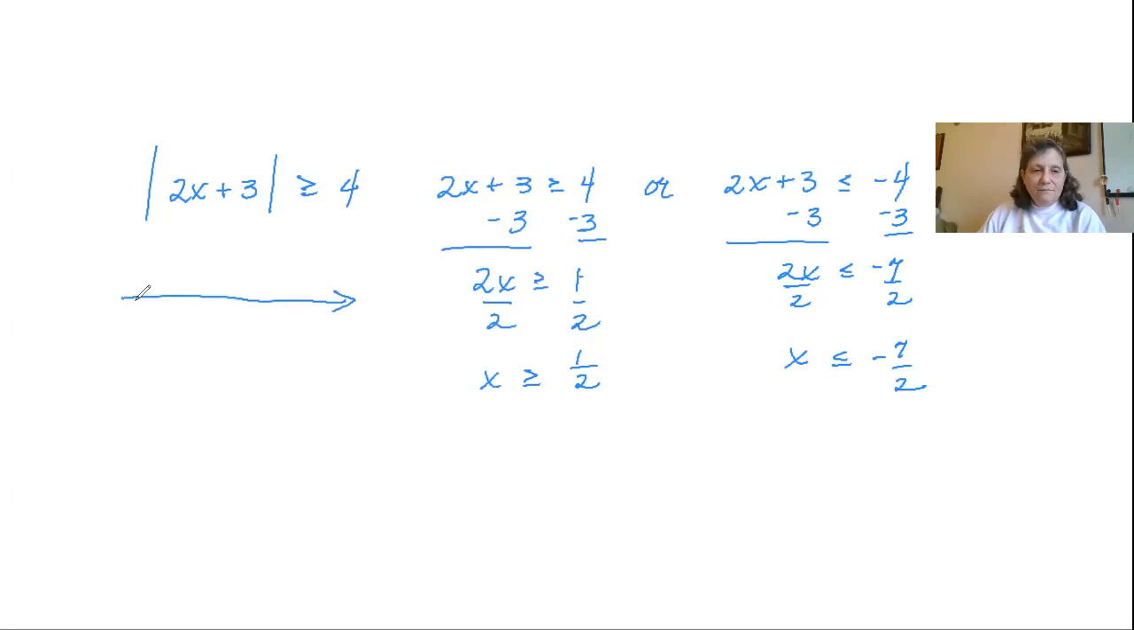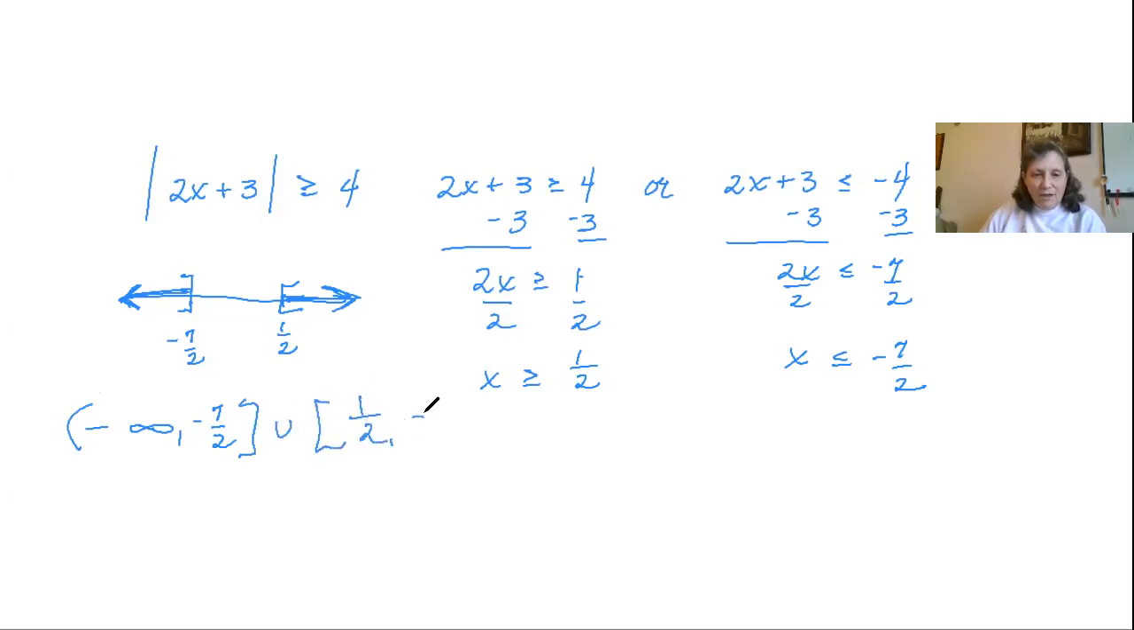The graph of this would be that it's greater than or equal to +1/2 or less than or equal to, I'm going to square them off, the -7/2. And the interval notation would be from -infinity to -7/2. That gets a bracket. That always gets parentheses. Union 1/2 to +infinity.